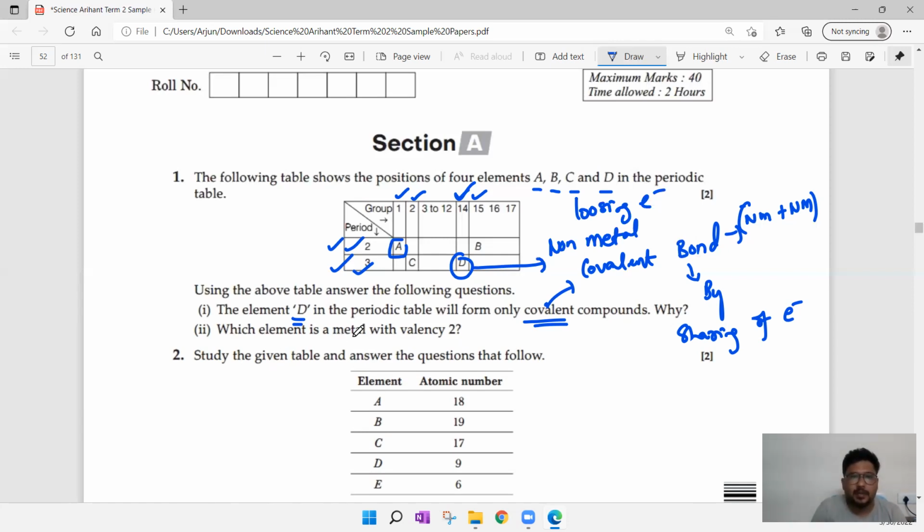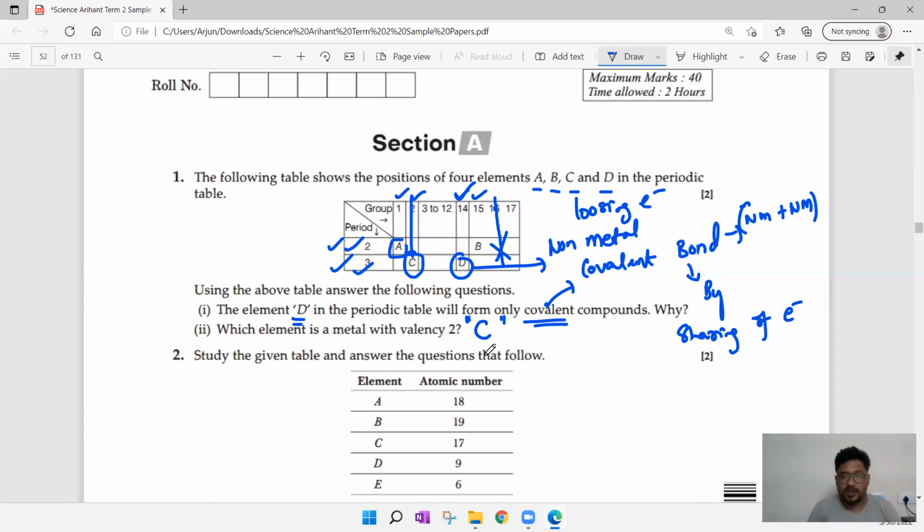Number 2, which element is metal with valency 2? Valency 2 in the sense that it must be in second group or in 16th group. Is there any element in the 16th group? No, we don't have any element. Is there any element in second group? Yes, we have element C. So which element is metal? C element is metal.